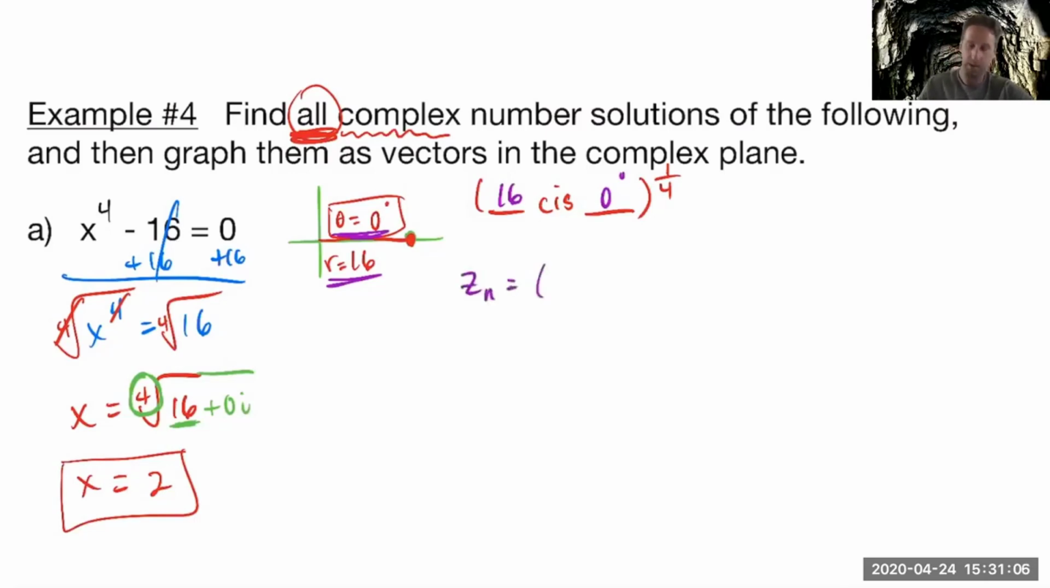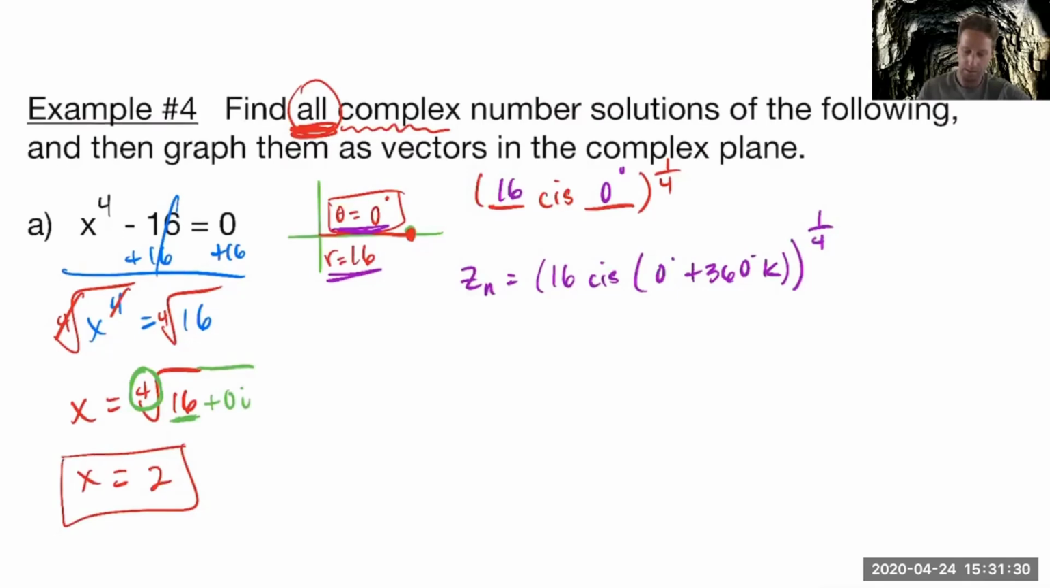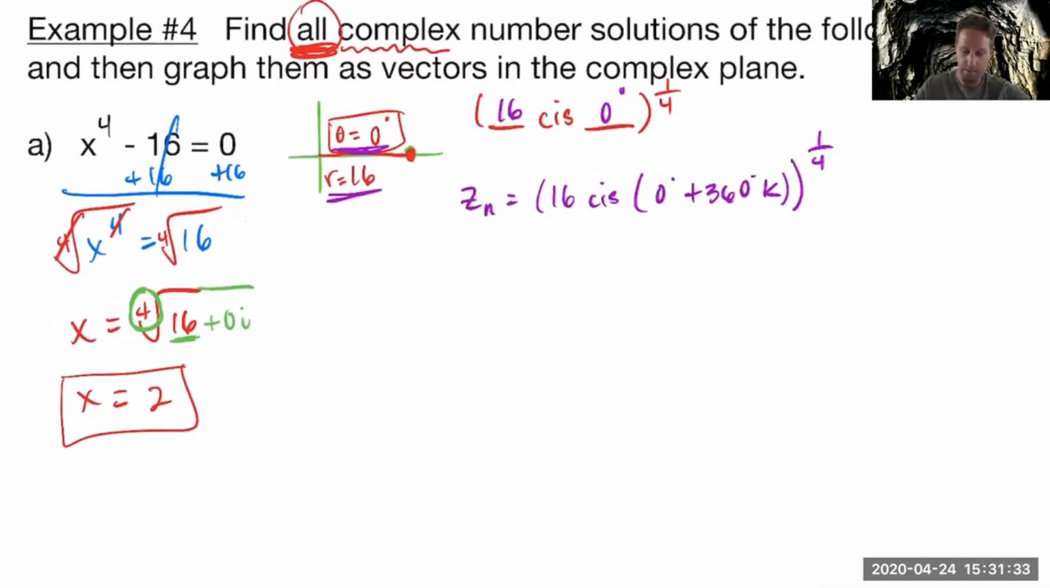But before we do anything as far as applying de Moivre's theorem, I will rewrite this with the alternative angles we called coterminal angles to the reference angle we found of 0. So we'll add that 360 k times, and now, and only now, will I raise this to the 1/4 power by applying de Moivre's theorem to both the exponent of my r and the multiple of my angles. So 16 to the 1/4 and dividing each of my angles by 4.